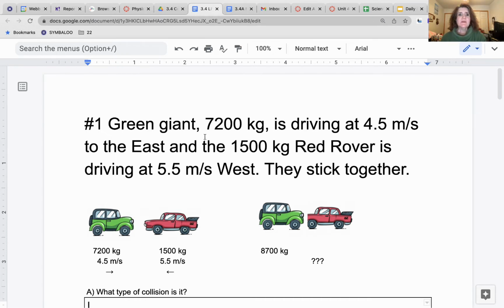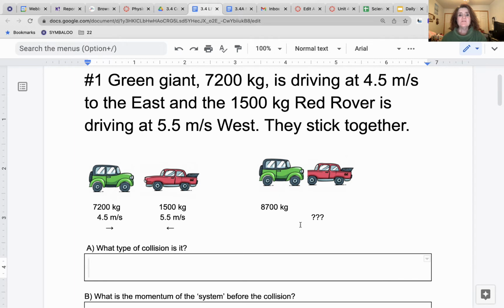Number 1, Green Giant, 7,200 kilograms, is driving at 4.5 meters per second to the east, and the 1,500 kilogram Red Rover is driving at 5.5 meters per second to the west. They collide and stick together. So what type of collision is this? This would be an inelastic collision because they stick together.